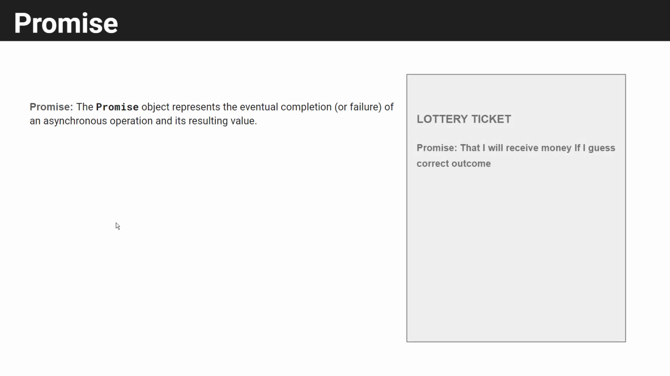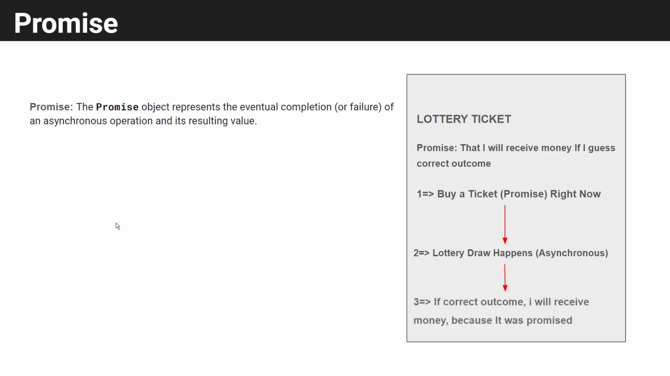Let's say I have a lottery ticket, meaning a promise that I will receive money if I guess the correct number or correct outcome. So step number 1, we need to buy a ticket, meaning create a promise. Once you create that, then the lottery draw happens. It means this is asynchronous. And the third step, if the outcome is correct, I will receive the money because it was promised.